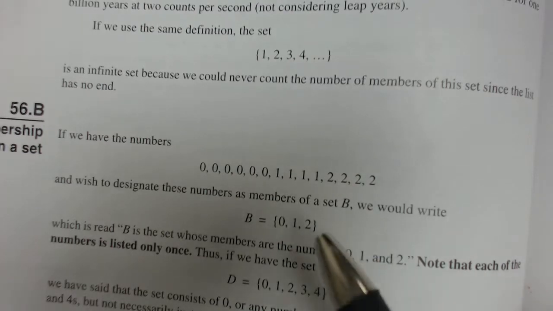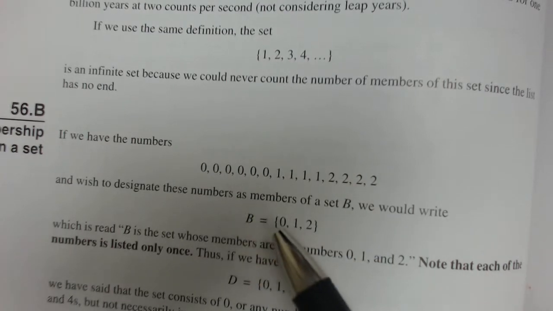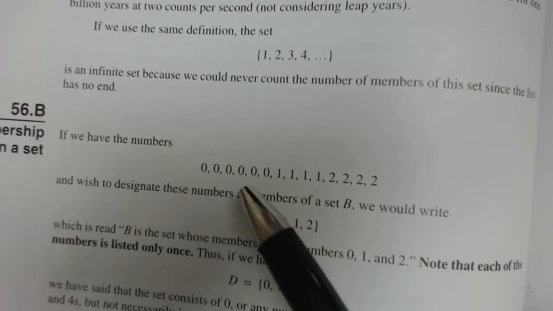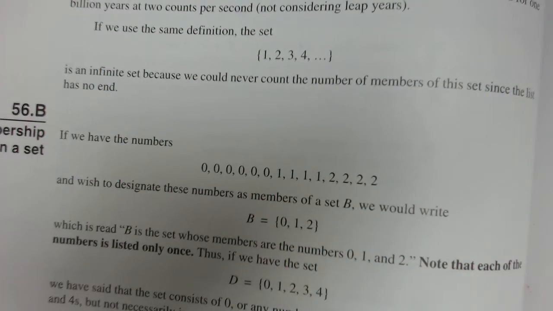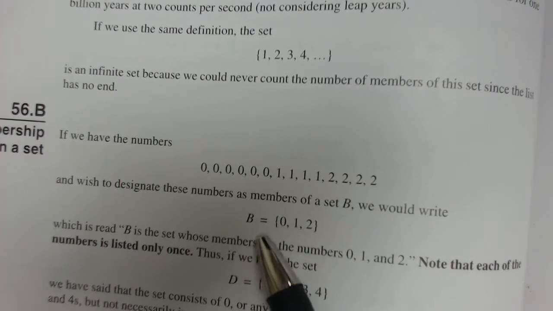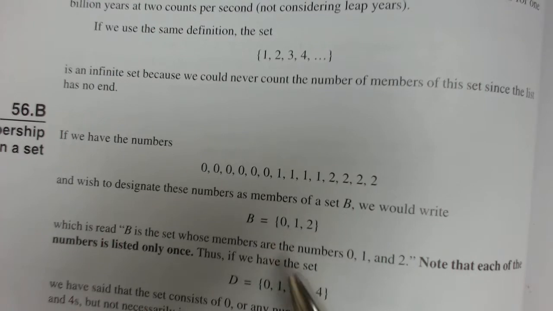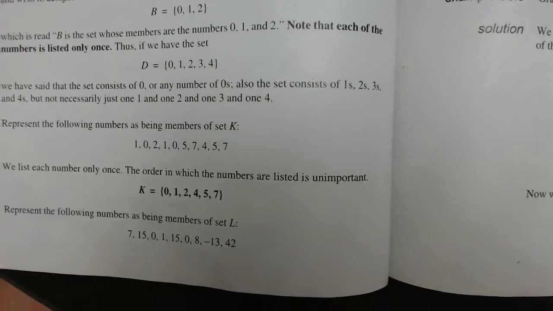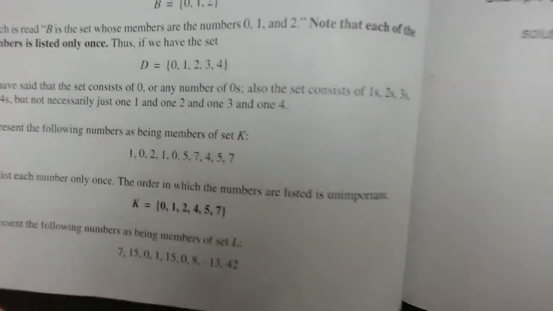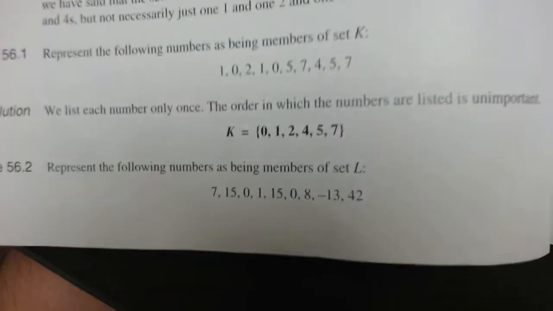And the reason why is because in a set, we never repeat a number, even if it shows up multiple times in the group. And we see that with the 0, the 1, and the 2. And then the way we would designate it as set B is we would just write B equals the set of 0, 1, 2. So that's pretty much how that works.